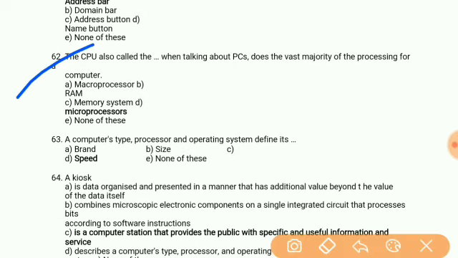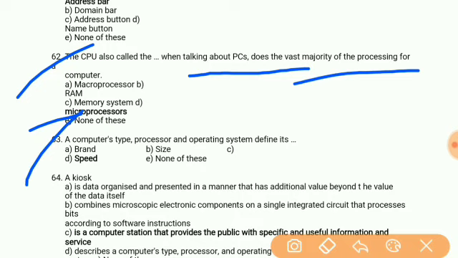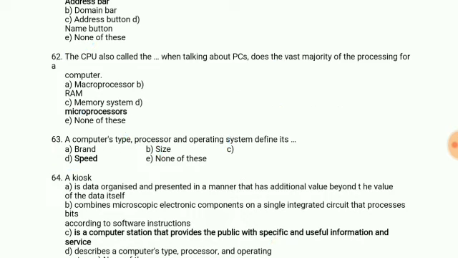Address bar. Then CPU, also called the dash, when talking about PCs, does the vast majority of the processing. Okay, CPU is also called the microprocessor. Then a computer's type, processor and operating system define its what? Speed. The computer's type, processor and operating system determine its speed.